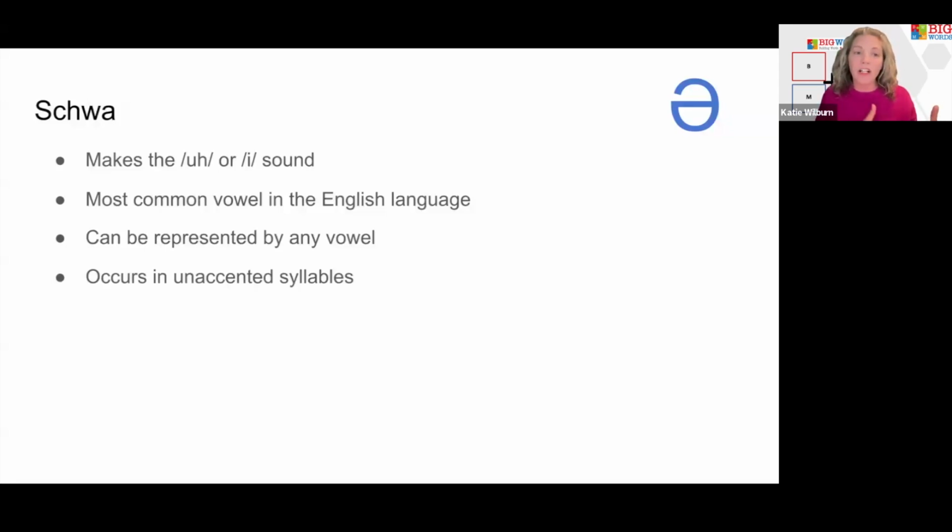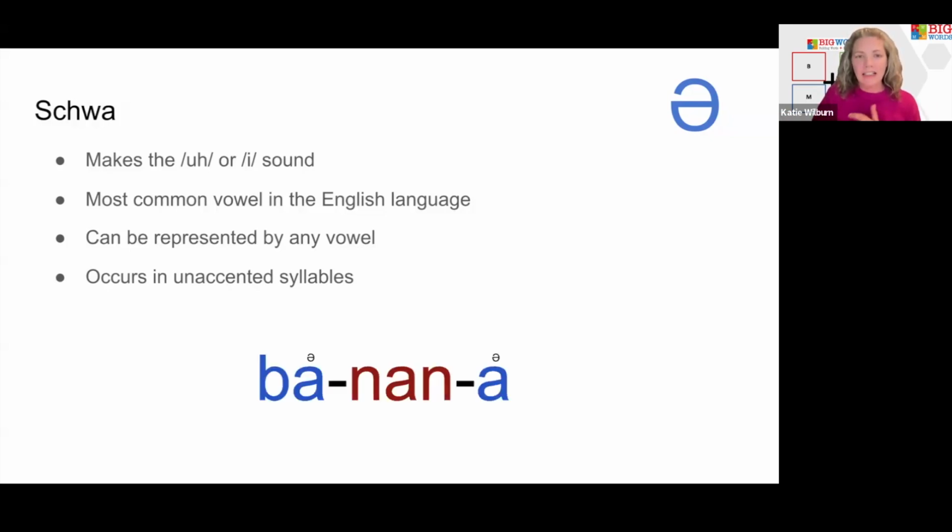As I said before, it occurs in unaccented syllables. So if you want to watch the video on stress that is also available, that will go more in depth in terms of when we stress syllables and when we don't. But here we're going to focus on the sound that we make in unaccented syllables and how that can actually change when we start to add in suffixes. So let's take a look at what this really means.